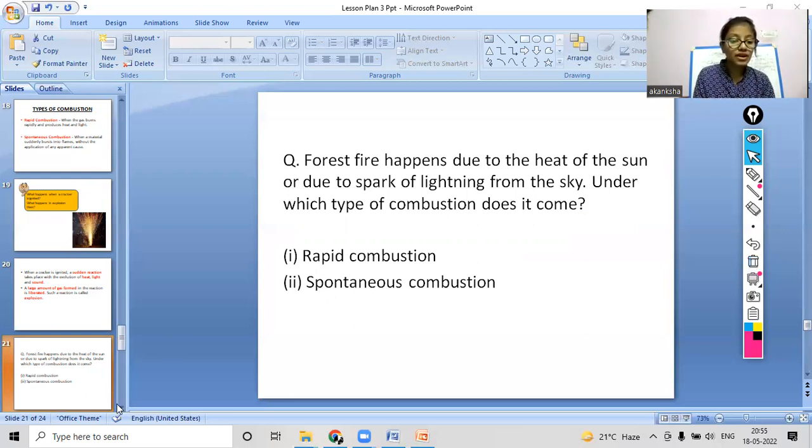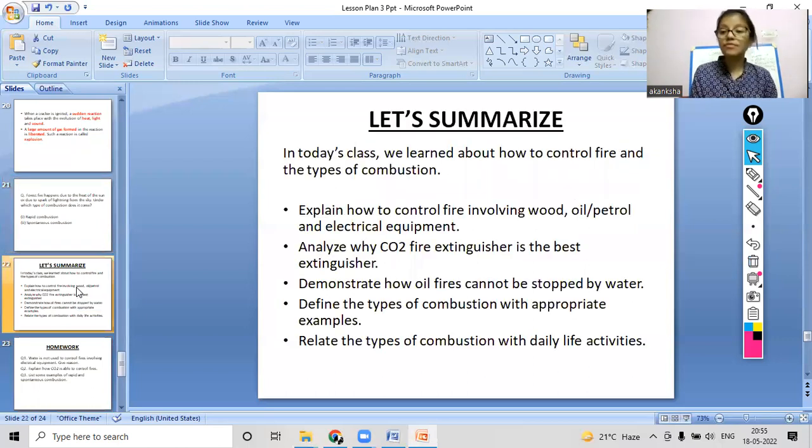So let's move forward and come to the recapitulation part of what we did today. In today's class, we learned about how to control fire and different types of combustion, right? So these are some questions. First, I will speak the question and you will write the answers in the chat box. First question is, explain how to control fire involving wood, oil, petrol, and electrical equipment. Yes, in case of a wood fire, we can use water. In case of oil, petrol, and electrical equipment, we will use the fire extinguisher, because water will not extinguish the fire.